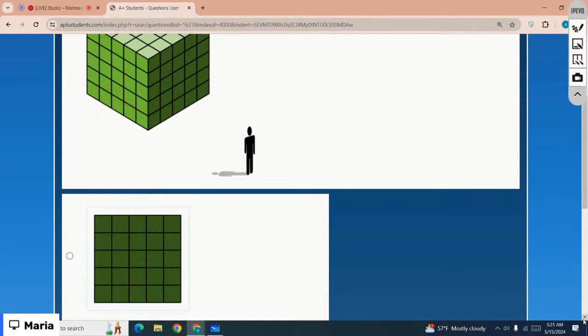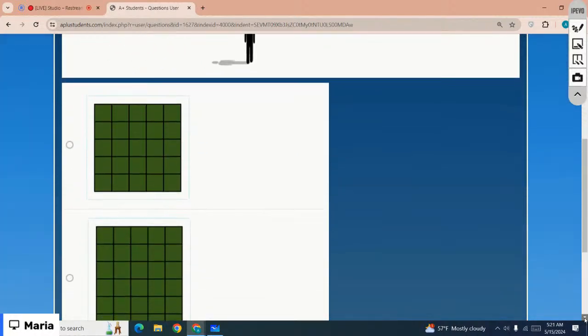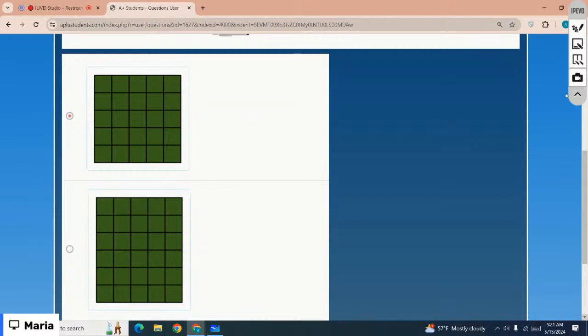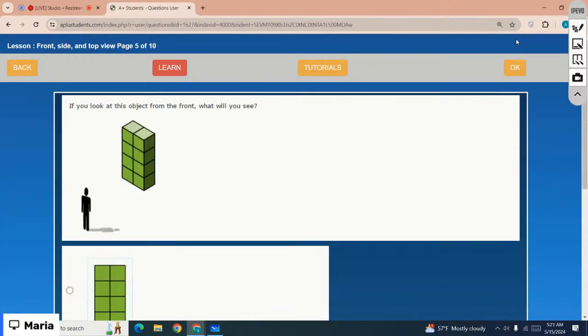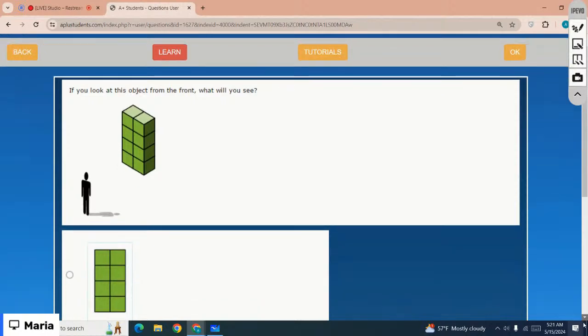You can see option number one is the correct option, right? If you look at this object from the side, from the front, what will you see? Which is the correct option? Option number 1 is the correct option, right?